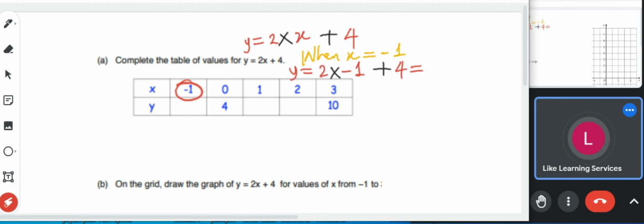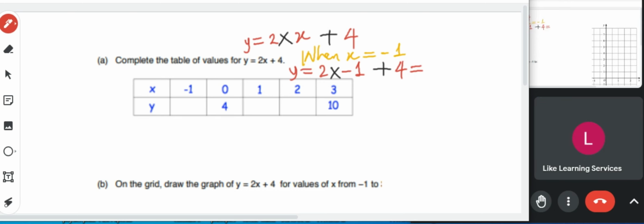Because x is minus 1, 2x or 2 times x becomes 2 times minus 1. It's just substitution. Wherever you see x, substitute it with the values you have here. I think that makes sense. It's so easy. So 2 times minus 1 is minus 2, isn't it? And minus 2 plus 4 is what? 2. So that's what you're going to write here, 2.